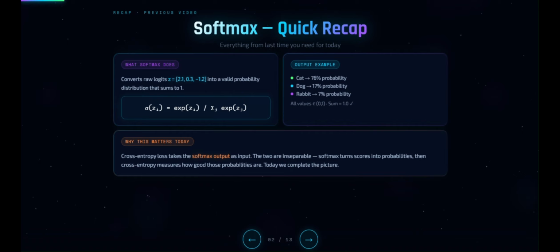Before we understand cross-entropy, we need a quick recap of softmax from the previous video. A neural network first outputs raw scores, which are called logits, something like 2.1, 0.3, and negative 1.2. These are not probabilities yet, so softmax converts them into probabilities. For example, here you can see the probability of the input being cat is 76%, of being dog is 17%, and of being rabbit is 7%. Now, the model can express its confidence, but we still need a way to answer one important question. Were these probabilities good or bad? That measurement is called cross-entropy loss.